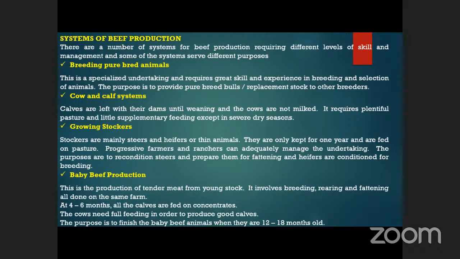And then the last one says baby beef production. This is the production of tender meat from young stock. It involves breeding, rearing, and fattening, all done on the same farm. You get the young calf, feed it, you do everything necessary such that you get that tender meat, a meat which is very tasty, a meat which is able to attract high quality.